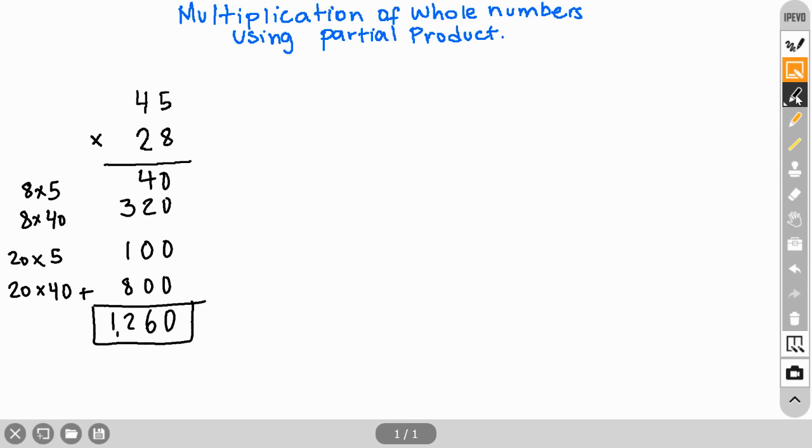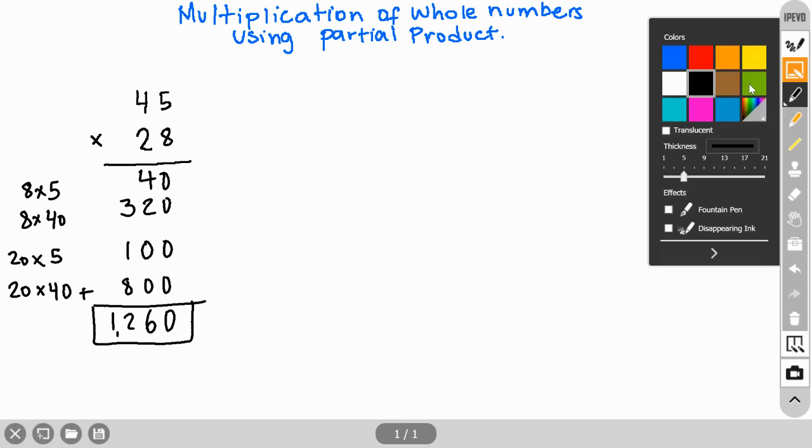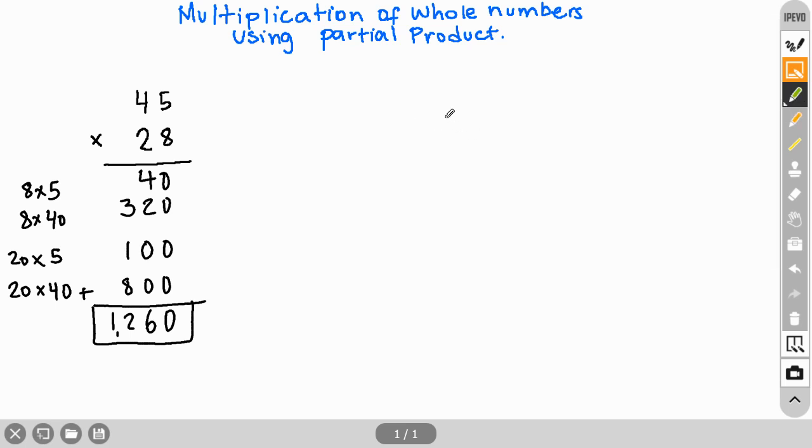Now I'm going to try one using 3 by 2, sorry, 2 by 3. So it's 225 times 34. If we had the box, I would do a teeny tiny box here, which is the area model, and I would do the 30 and the 4 here.